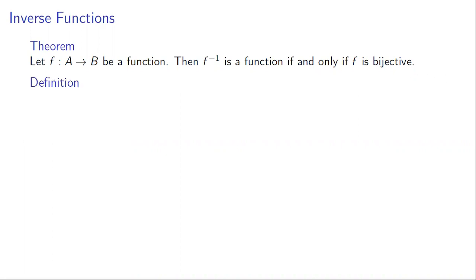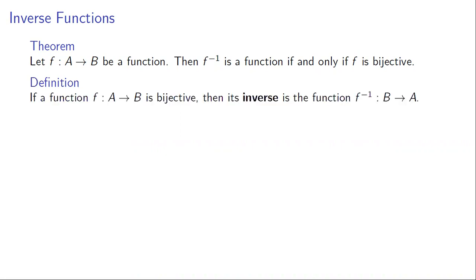All right, so now we can define the idea of an inverse function. An inverse function is really just an inverse relation, but it has to be a function. So if we have a function f from A to B that is bijective, then its inverse is the function f inverse from B to A. It's really the inverse relation, but since in this case f is bijective, the inverse is also a function. Okay, so this is the inverse function.